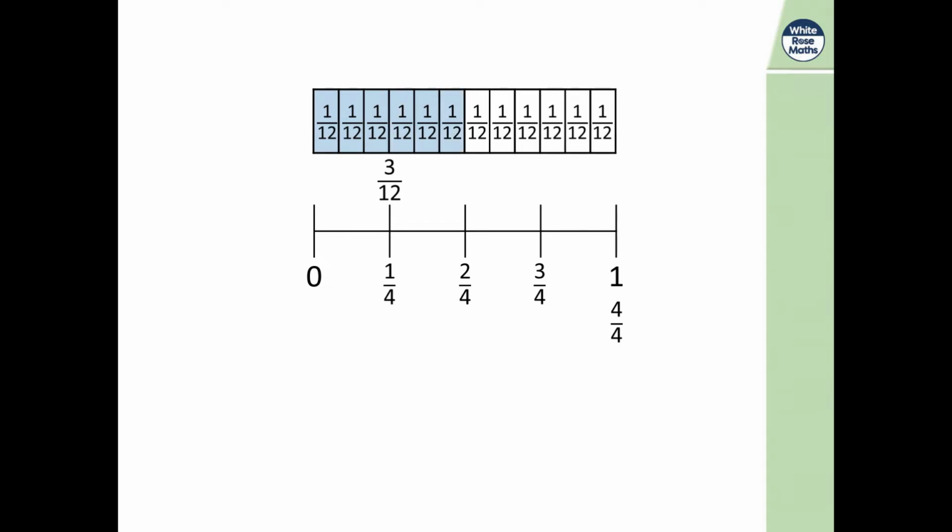I'm going to shade another 3. This time I've got 6/12. 6/12 is equivalent to 2/4. What would be my next one? That's right, 9/12, and it is equivalent to 3/4. And if I shade the last 3, then that would be the whole bar, the whole number line. So 12/12 is equivalent to 4/4, or 1.